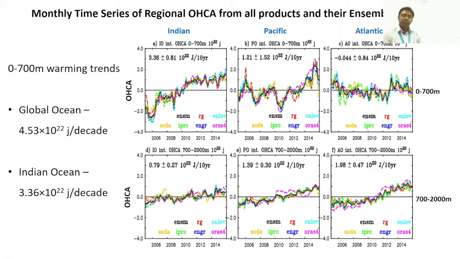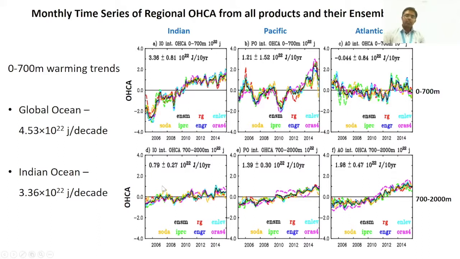Now we want to see how different ocean basins are contributing toward this hemispheric asymmetry. The upper panel is for the upper 700 meter heat content, and the lower panel is for the 700 to 2000 meter heat content. In the upper panel, we can see that the Indian Ocean is the largest contributor, followed by the Pacific Ocean and the Atlantic Ocean. Whereas in the 700 to 2000 meters, all the ocean basins are showing a rising trend, in which the Atlantic Ocean is the largest contributor, followed by the Pacific Ocean and then the Indian Ocean.